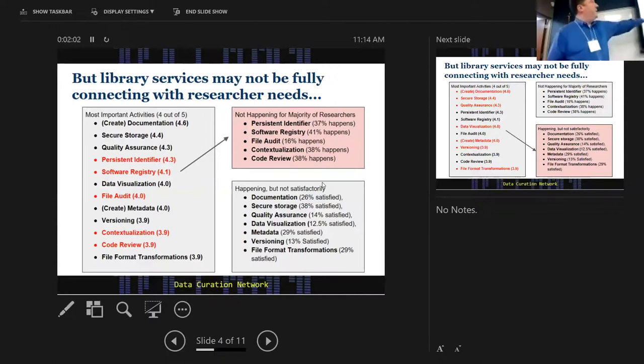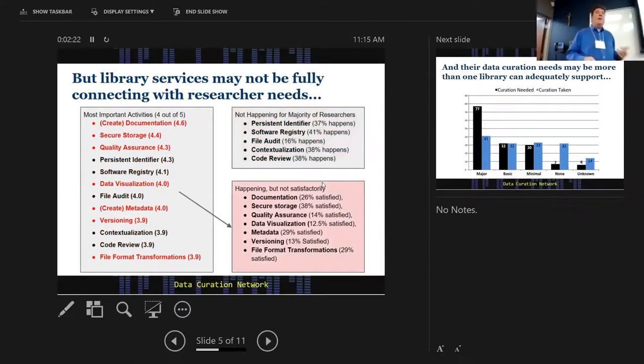And so this box here indicates level of importance. These are the ones that really sort of came up as very high. But for some folks, these are not happening. So persistent identifier, as being very important, only happens for 37% of the folks. Software registries are very important. It only happens for 41% of folks, and so on down the line. And other folks indicated that these things were happening, but they weren't terribly satisfied with the outcomes.